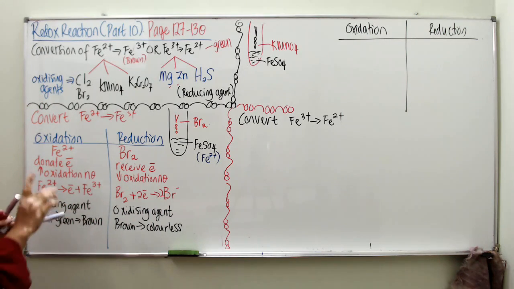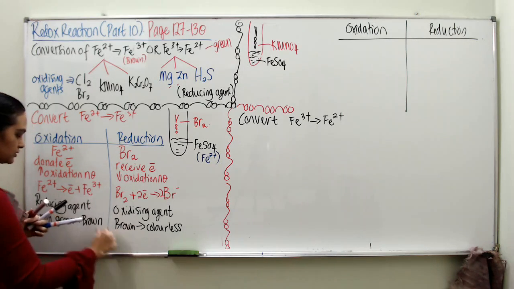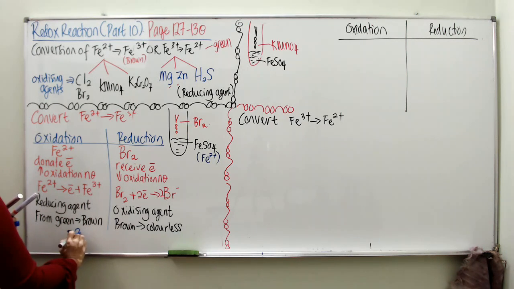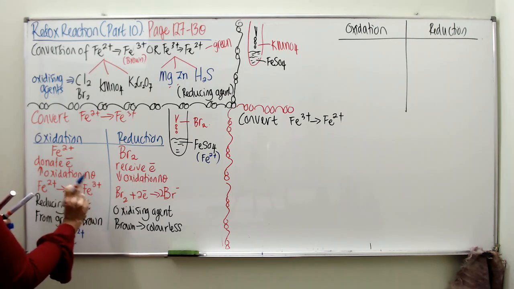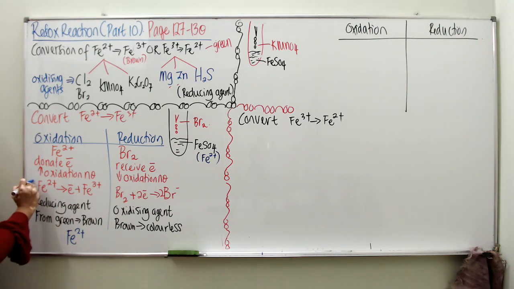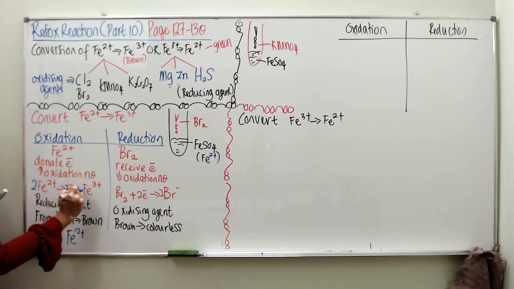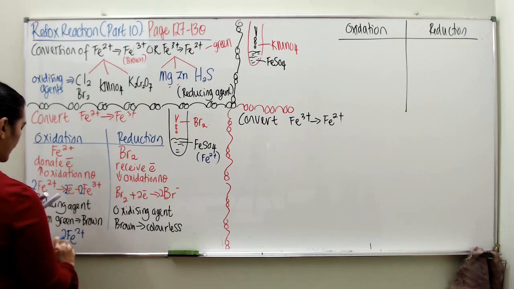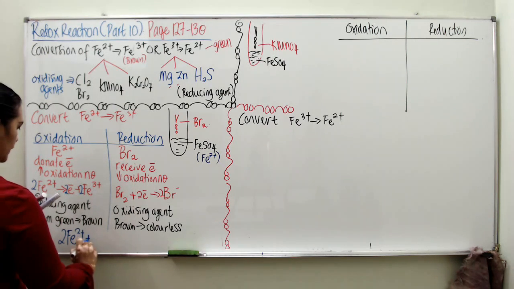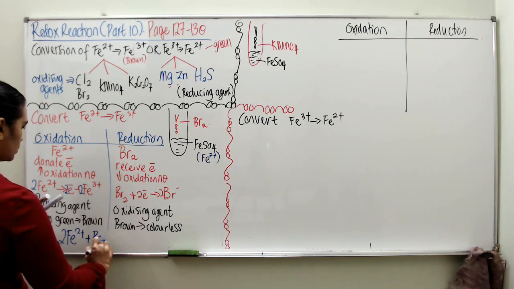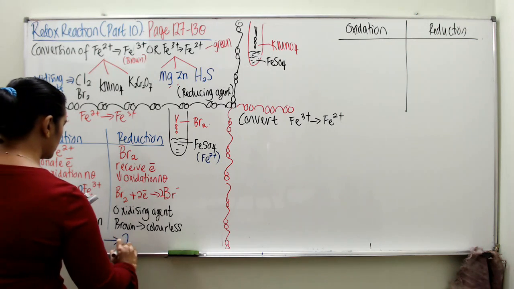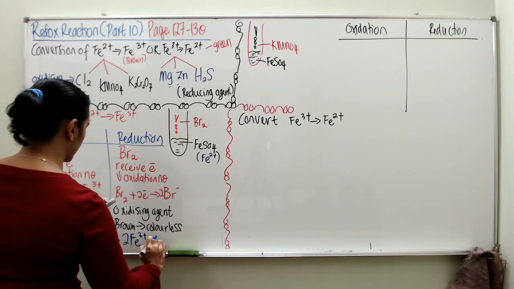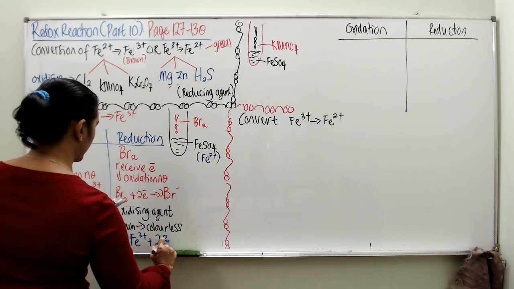So let's go to the overall ionic equation. Teacher writes the overall ionic equation: Fe2+. But I have to balance this equation. If teacher wants to balance this equation, I hope you can understand, please watch my previous video. Because I have to balance the two, 2Fe2+ plus bromine will produce 2Fe3+ plus 2 bromide ions.